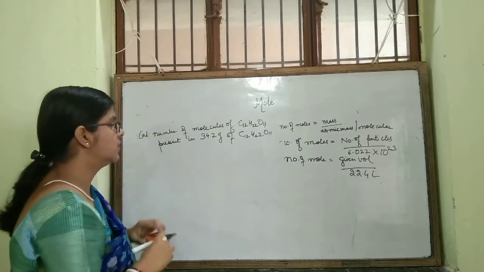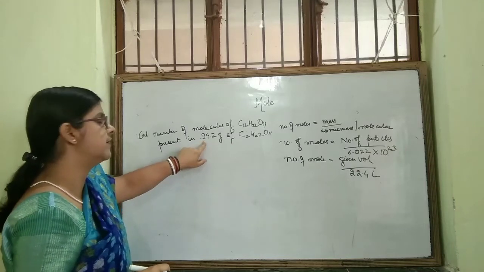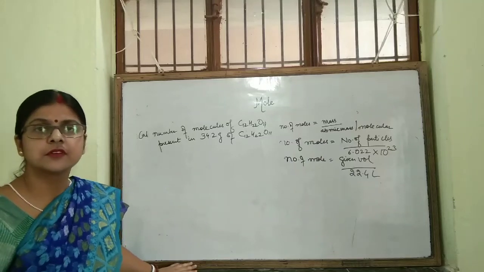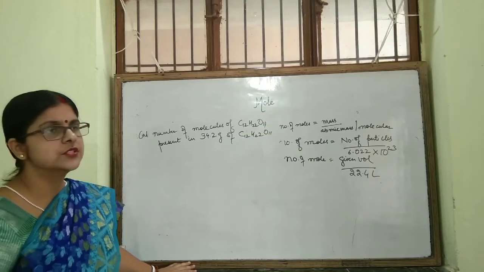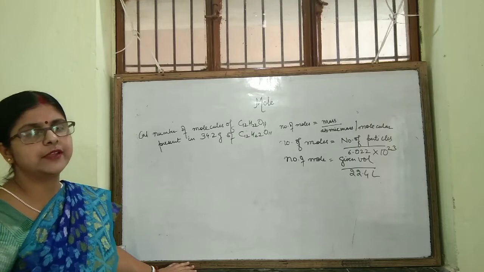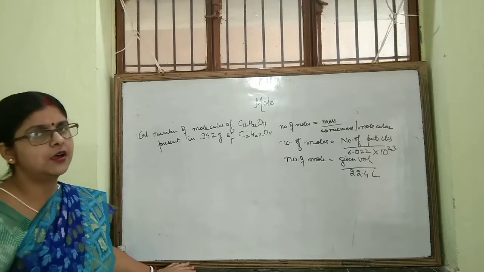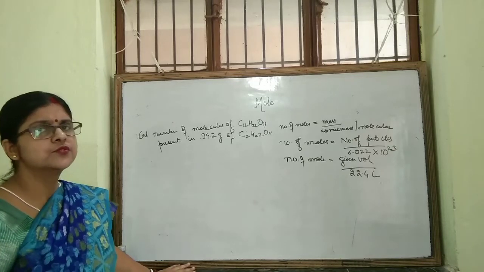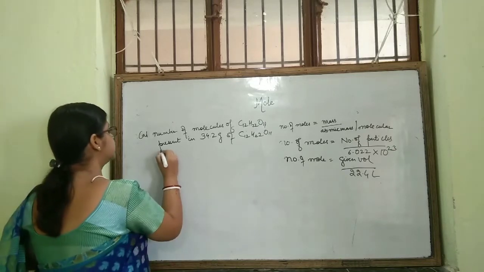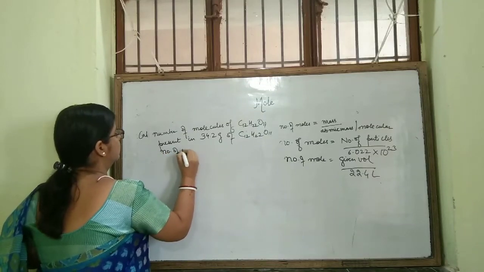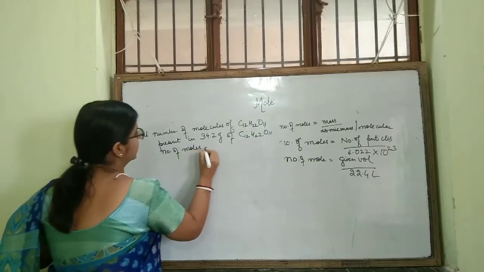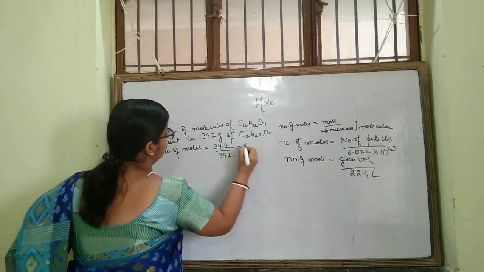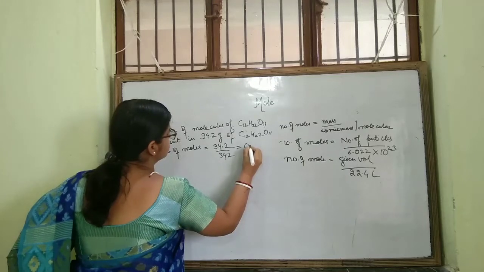Here you see, students, it is given in terms of mass and you are asked to calculate in terms of number of molecules. So first of all we can solve it by finding out the number of moles. How can you calculate the number of moles present in 34.2 gram of sucrose? Number of moles will be equal to 34.2 by 342. That will be equal to 0.1.